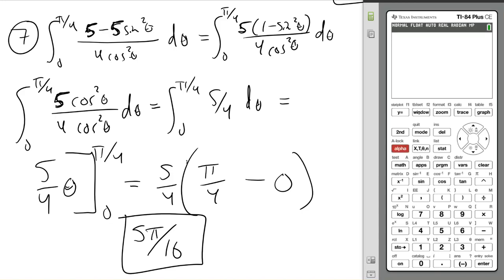And if I was trying to check this and practice with my calculator, you would need to be in radian mode, because pi over 4 is radians. And sine and cosine are trig functions, so in calculus we're always thinking radians. Almost all higher mathematics is in radians.